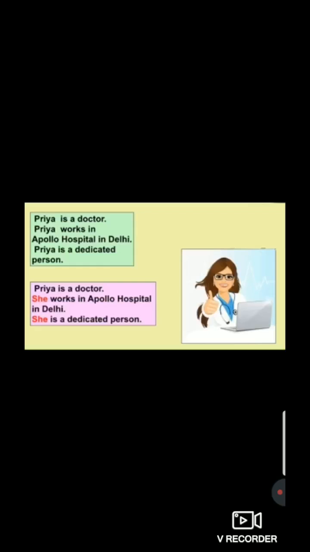So here, as you can see in the top box, in the green box, we are calling the name Priya again and again. Right? So there is no need of calling the name again and again. In the place of a name, we can use a pronoun word. So here I have used the word "she". Right students?